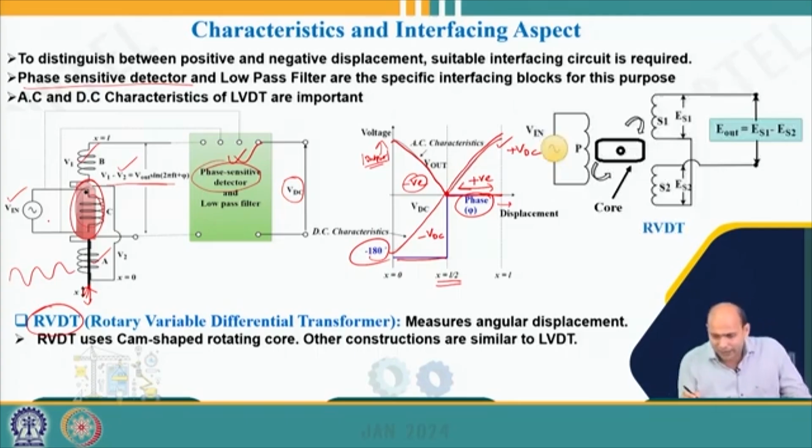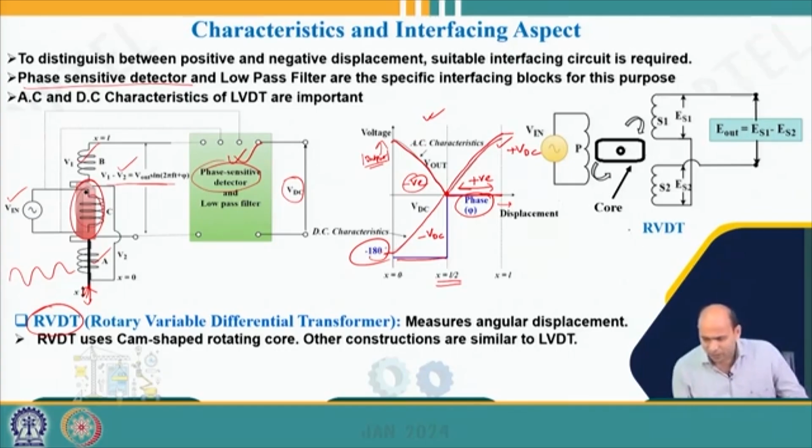Yeah, and one small point over here: in this DC-AC characteristics, beyond this range the characteristics saturate. That is because of the magnetic saturation, and also we have the maximum range between 0 to L, right? Okay.